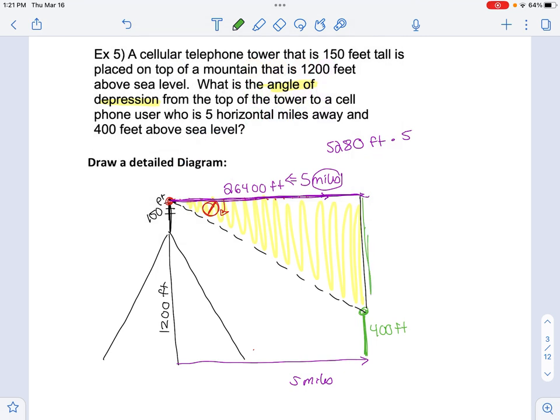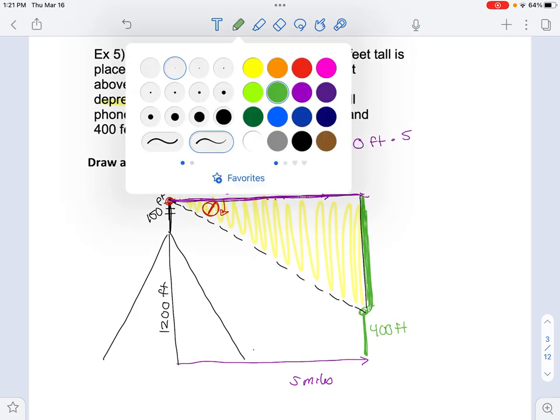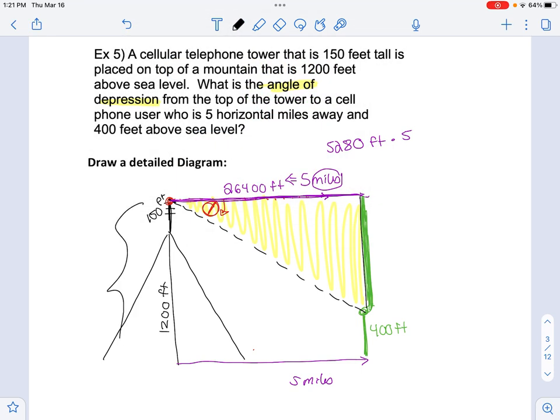The next distance that I need is this distance. And again, it just depends on which triangle you're using. On the other side of the triangle, I have a total height, if you include the mountain plus the telephone pole, this is a total height of 1,350 feet. Well, that's going to be the same on this side, right? 1,350 feet. But I'm subtracting the 400 feet because he's not standing on the ground. So if I subtract the 400 from that, this is actually 950 feet.